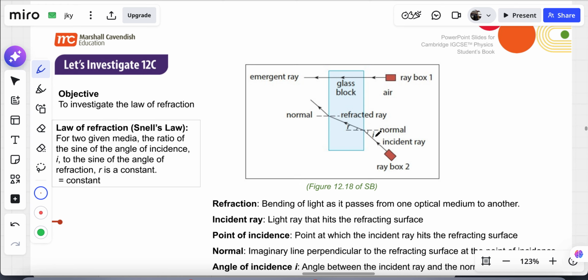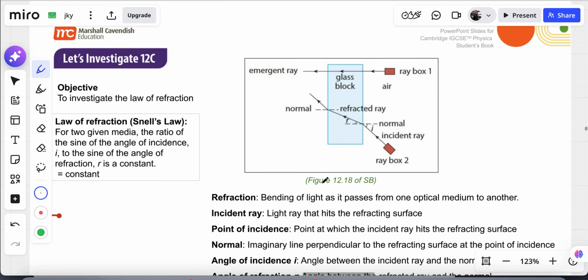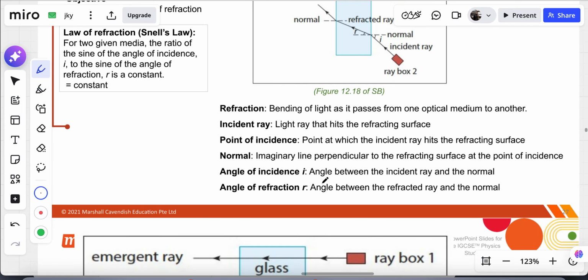Remember, the first angle is the angle of incidence, and the first ray is called the incident ray. Then when it bends towards the normal, this is called the refracted ray, and the angle is called the refracted angle. And when it's exiting the glass, it's called the emergent ray, and the angle between this emergent ray and the normal is called the emergent angle. Is that okay? So I've explained those.